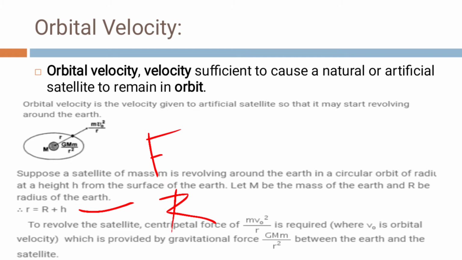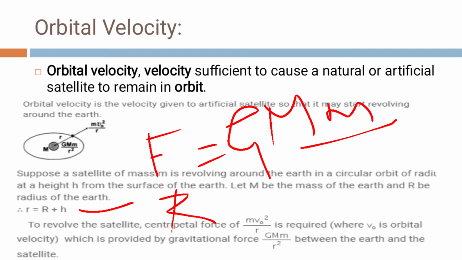and here the force of attraction between the earth and the satellite is F equals G, the proportionality constant, M m, the product of the masses of the earth and the satellite, divided by the distance between the center of the earth and the center of the satellite, that is r square. This is the actual force of attraction between the earth and the satellite.